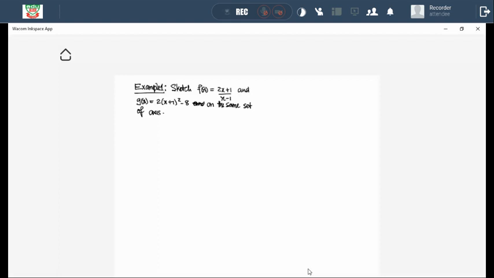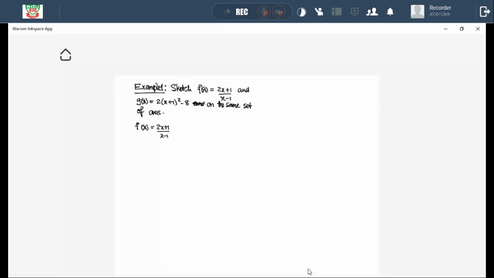I'm going to start with your f of x. What type of function is f of x? If you look at it, this is a hyperbolic function.